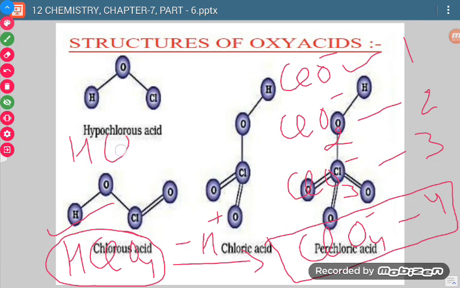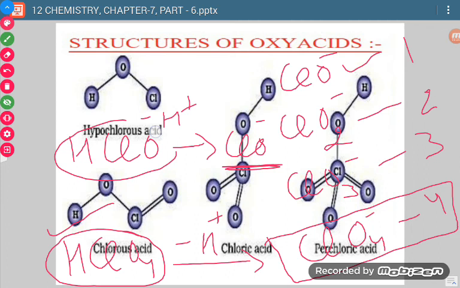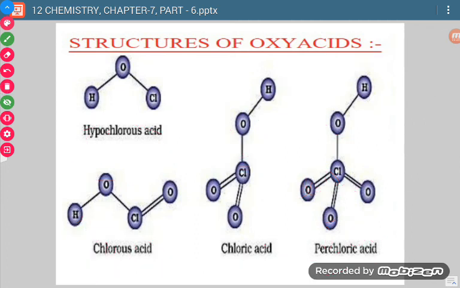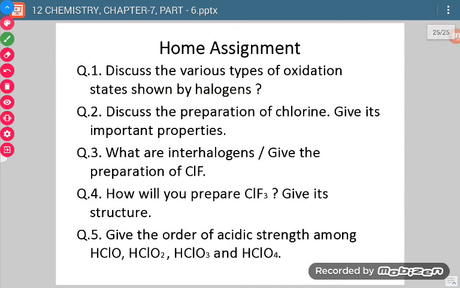Okay, so this will have maximum acidic character. And HClO, if we talk about, then this will form a ClO negative ion after losing H positive ion, but it will be the least stable. So it will have minimum acidic character. Okay, so what is the acidic character among these oxyacids of chlorine? HClO4 is greater than HClO3 is greater than HClO2 is greater than HClO. Okay, now, whatever we have discussed, on the basis of that, you have to solve these home assignments. Okay. Thank you.